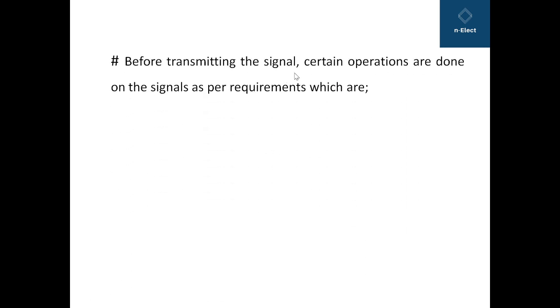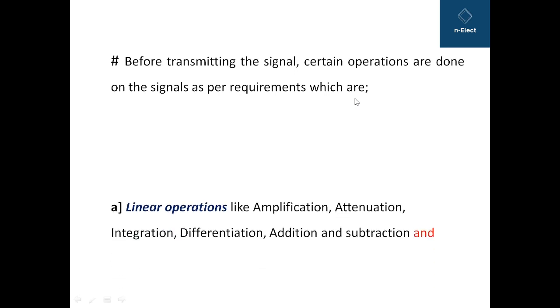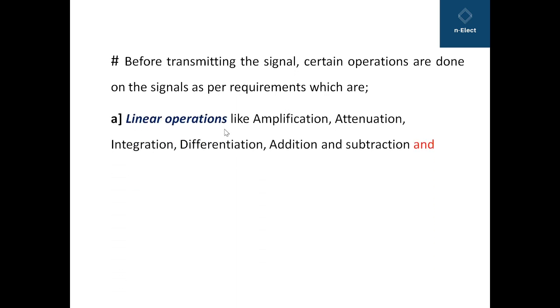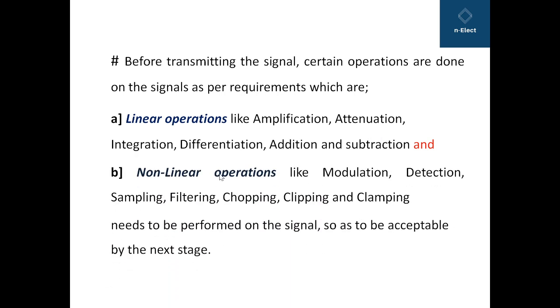Before transmitting the signal, certain operations are done on the signals as per the requirements. There are two types of operations done on the signal. They are linear operations, in which amplification, attenuation, integration, differentiation, addition and subtraction, functions like these, come under linear operations. While nonlinear operations like modulation, detection, sampling, filtering, chopping, clipping and clamping need to be performed on the signal so as to be acceptable by the next stage.